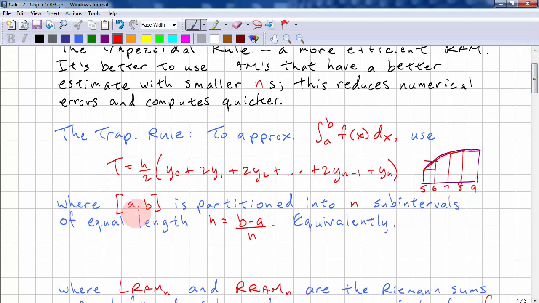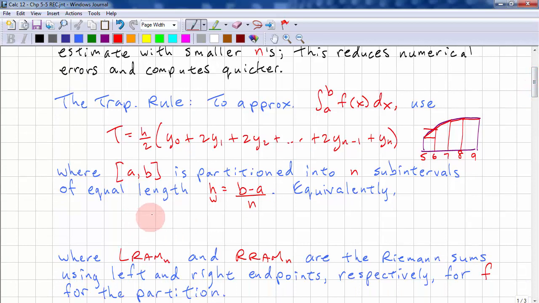So where a to b is partitioned into n subintervals of equal lengths. They call this h, really it's a width, but that's the convention. So it's b minus a over n.